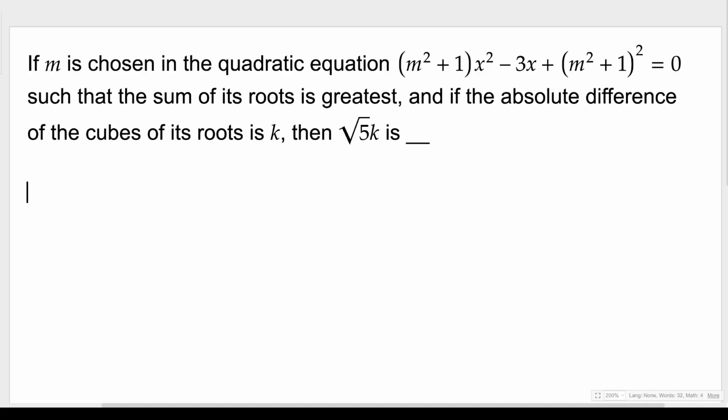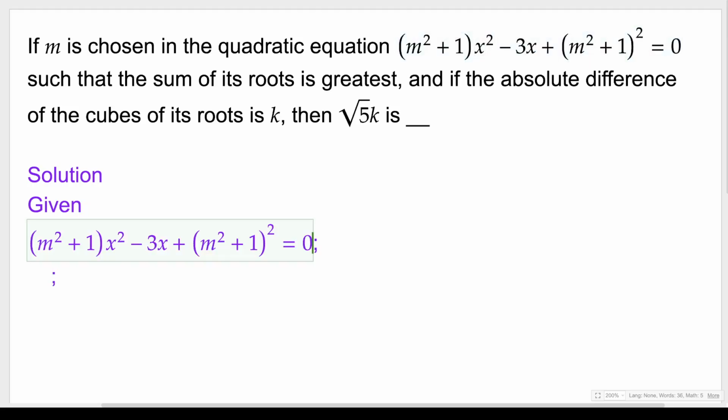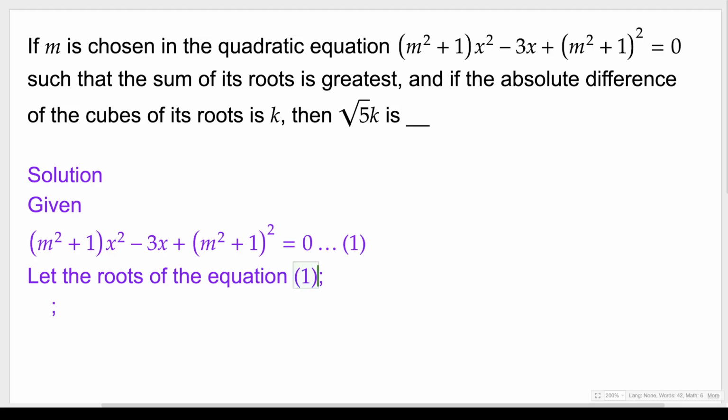Fine. So now let us proceed towards the solution. Now here, this is the given equation, right? This one is our given equation. So let me mark this one as equation 1. So if I say that the roots of the equation are, let's say, alpha and beta, instead of writing alpha and beta, I'll write a and b. So let the roots of equation 1 be a and b. You can also take alpha and beta for representational aspect.